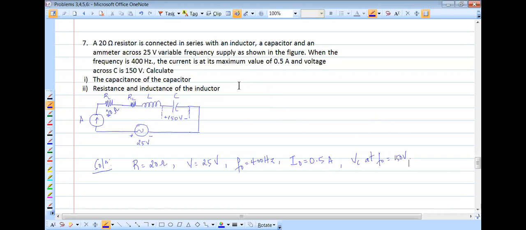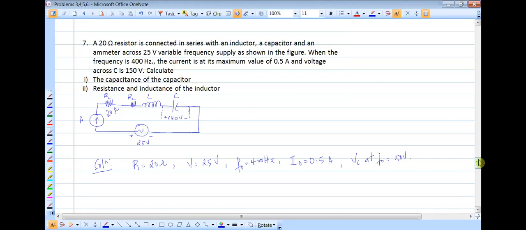We have been asked to find the capacitance of the capacitor, and the resistance and inductance of the inductor, because this resistance R is already given as 20 ohms. That's why they are particular in saying resistance and inductance of the inductor. That means R_L and L we have to find out. Since they have given us 150 volts across C at resonance, is it possible to find out something from that?